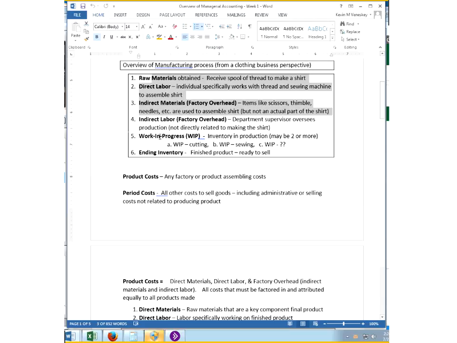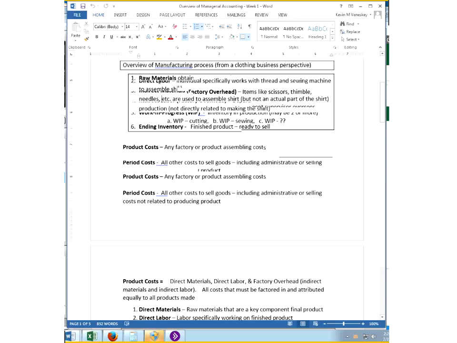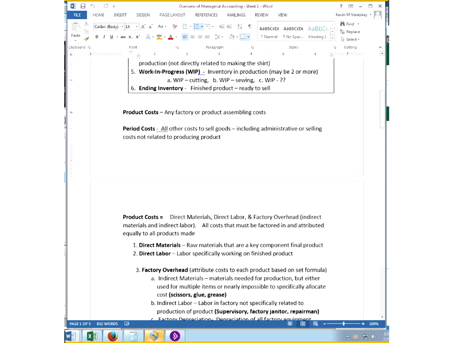So these are some key items and key terminologies that we're going to hit almost every week in this class. These are things that we definitely want to know, keep, and remember.